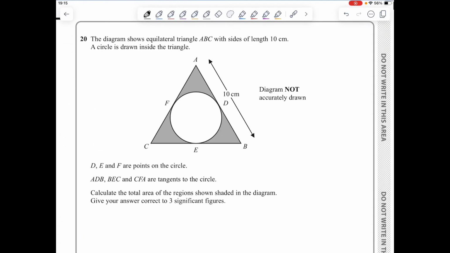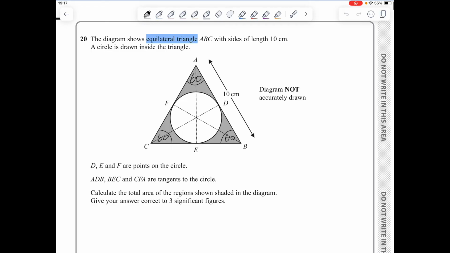In question 20, I have an equilateral triangle, which means that all angles are 60 degrees. Now I need to find the radius of the circle inside that triangle, and in order to do so, I will join A to E, B to F, and C to D. So now I have divided triangle ABC into 6 smaller right angle triangles.